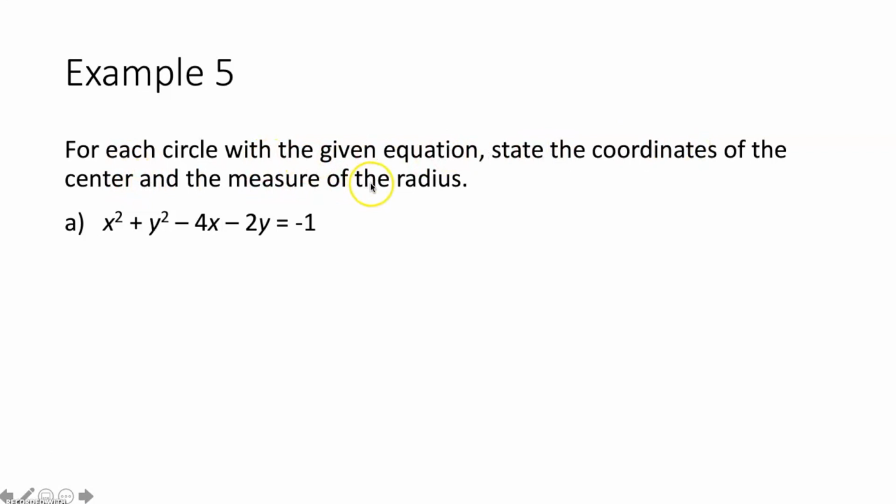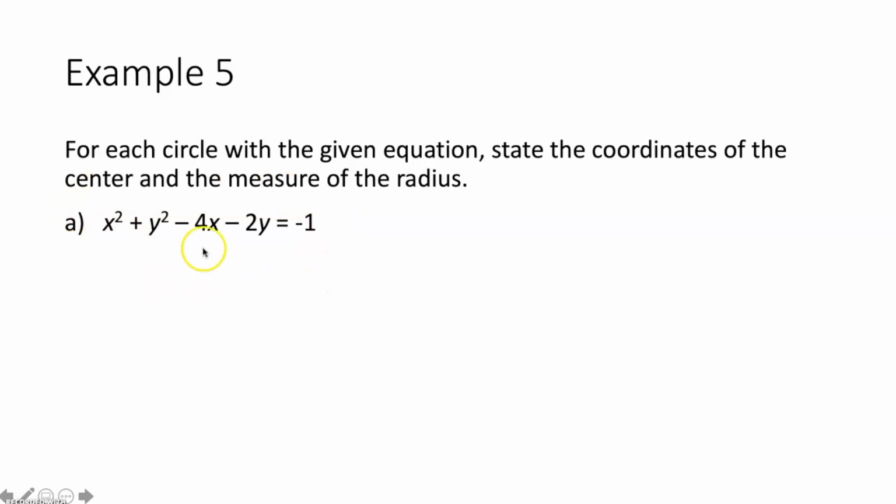Now example 5 says for each circle with the given equation, state the coordinates of the center and the measure of the radius. So we are given the equation of a circle in the coordinate plane and we need to extract the center and the radius. So the way we're going to determine what the center and radius of the circle are is we're going to rewrite this equation so it's in the form of the equation of a circle in the coordinate plane. x minus h, the quantity squared, plus y minus k, the quantity squared, equals r squared.